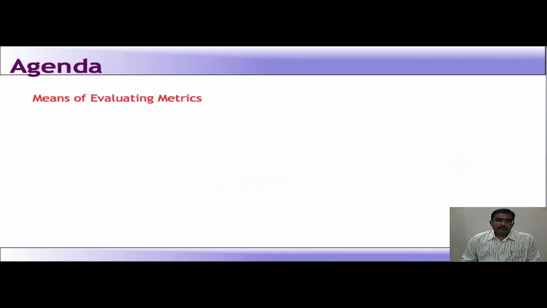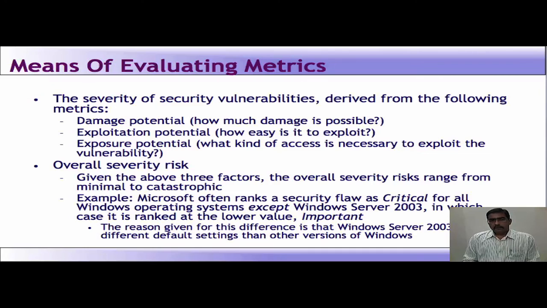Now, what are the means of evaluating metrics between Windows and Linux? The severity of security vulnerabilities is derived from the following metrics. What is the damage potential? How much damage is possible on the system? Exploitation potential. How easy is it to exploit? Exposure potential. What kind of access is necessary to exploit the vulnerability? Then the overall severity risk. Given the above three factors, that is damage potential, exploitation potential and exposure potential, the overall severity risk ranges from minimal to catastrophic.